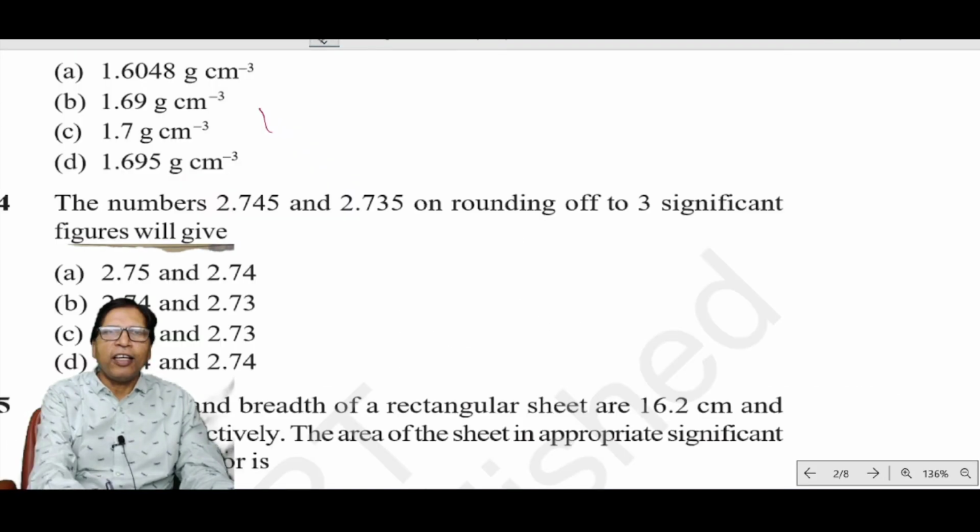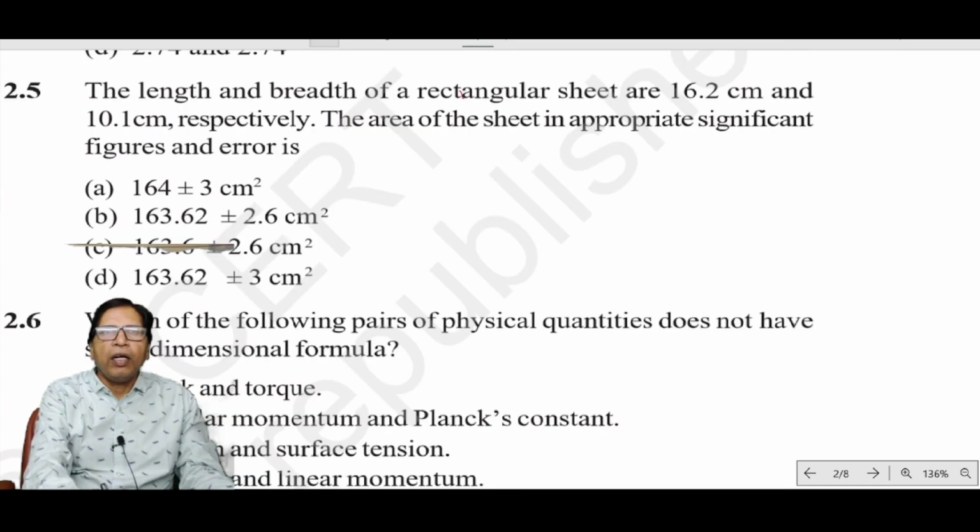Look at this, it has five significant digits, wrong. It has three significant, wrong. Look at this, it has two significant digits, so this is correct. Okay, now look at this, it is 2.5.